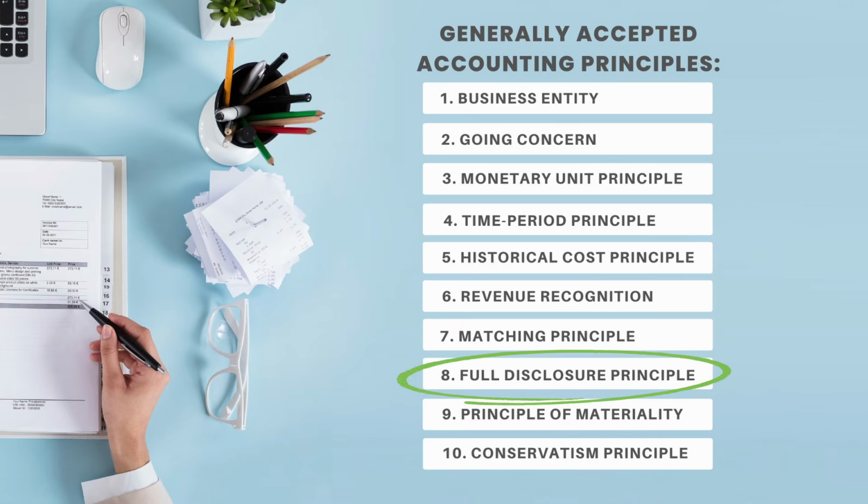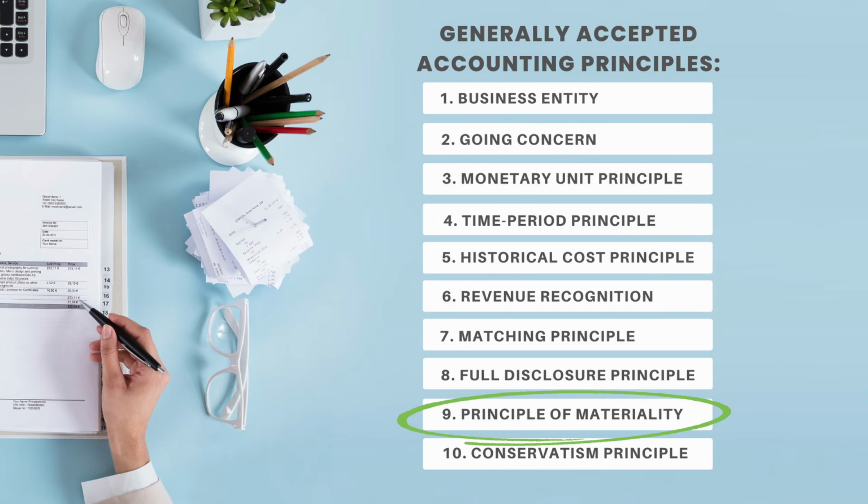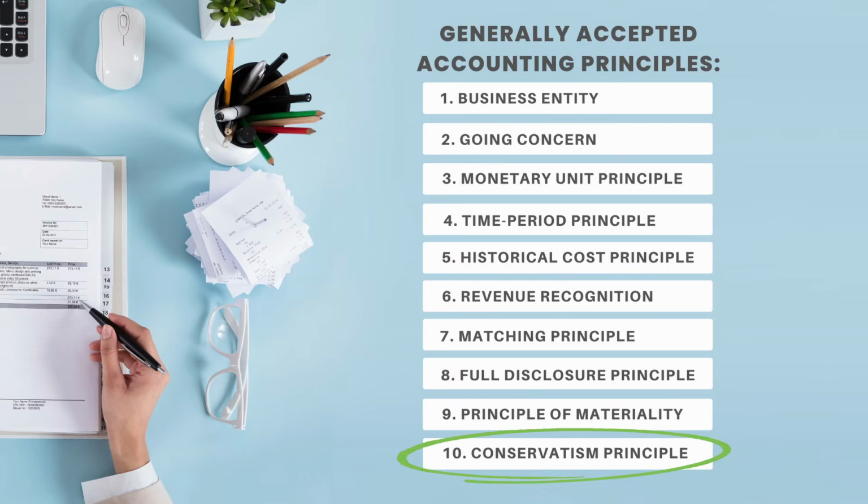And then the full disclosure principle is pretty much what it sounds like. Just make sure you're not leaving anything out of the books, which again seems kind of obvious. The materiality principle says that the significance of an item should be considered when it's reported. So basically, is this a big enough deal that it would affect someone's decision about the overall picture of the finances? All right, and then the last one I'm going to talk about is the conservatism principle.